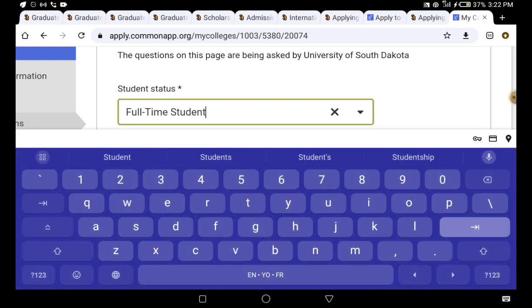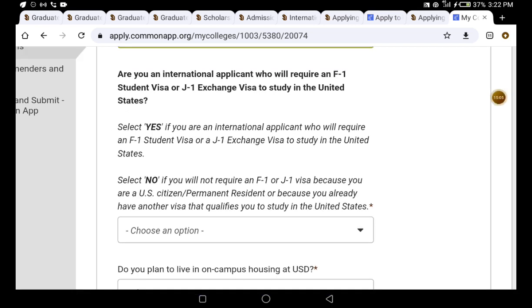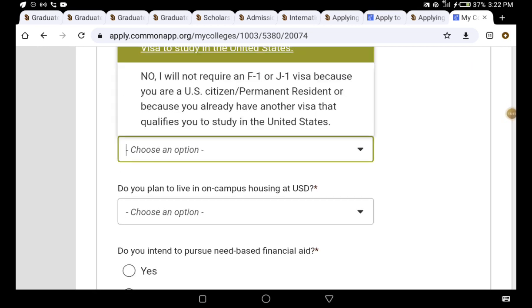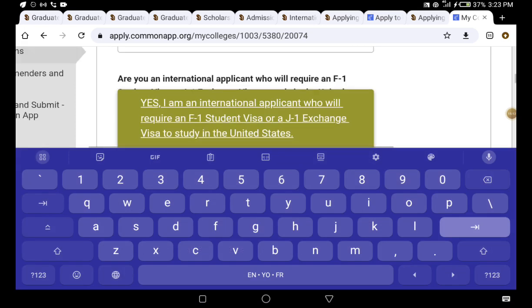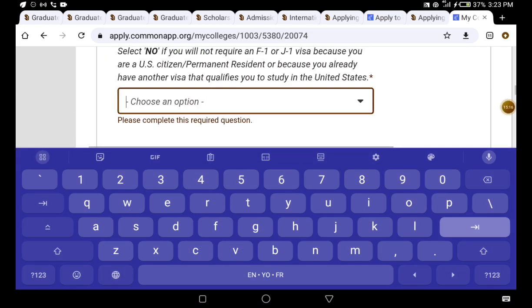Then I will scroll up. Okay, so when you select full-time program, it's going to say select yes if you are an international applicant who requires F1. Okay, so if you require F1, you actually select yes, this first one here.